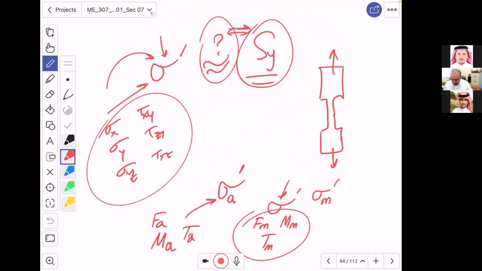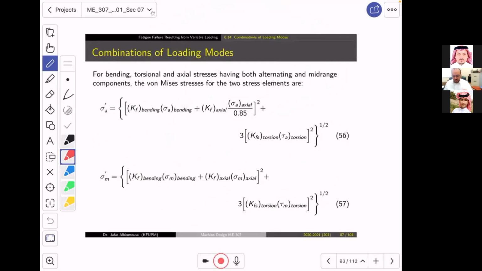So the question is, how do we do that? Now, look, we will answer multiple questions here at the same time. Sigma a prime, this is the equation for it. Very beautiful, everything you need. Look, it is Kf. Now, what if you don't have a notch? Kf will be 1. Okay, this is Kf for bending. Do you understand? Now, and then sigma a, the amplitude coming from bending.